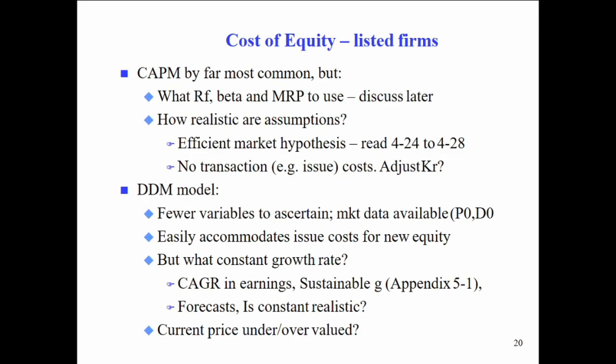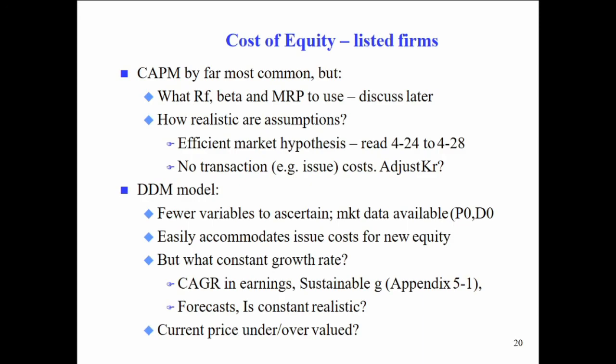One of the advantages of the dividend discount model is that there are fewer variables to ascertain. If we are dealing with a listed company, there is publicly available information on the dividend and the price of the share, and this makes it quite easy to determine the cost of equity using the dividend discount model. Like we saw when we calculated the cost of new equity, we can take into account flotation costs.